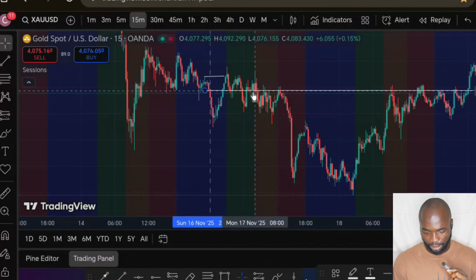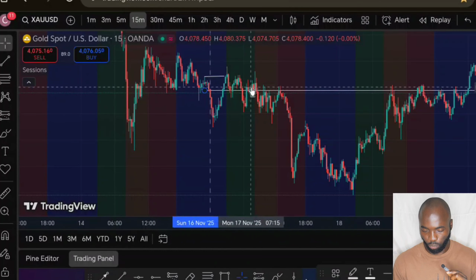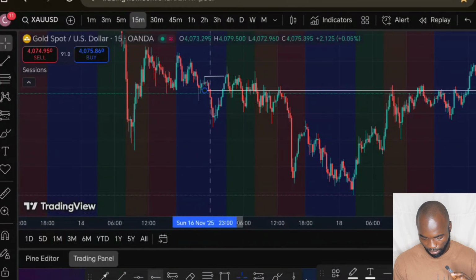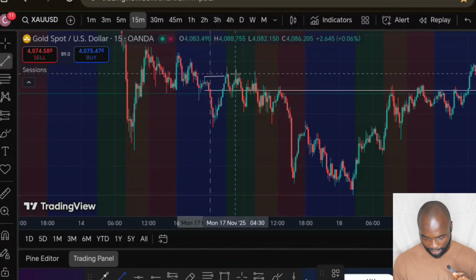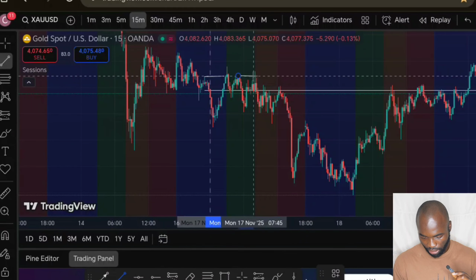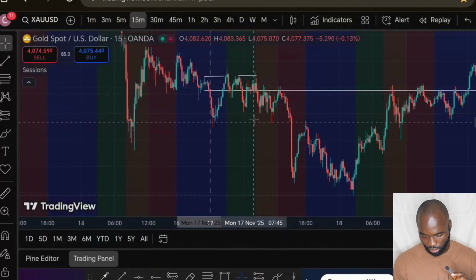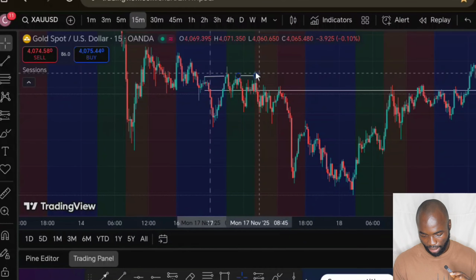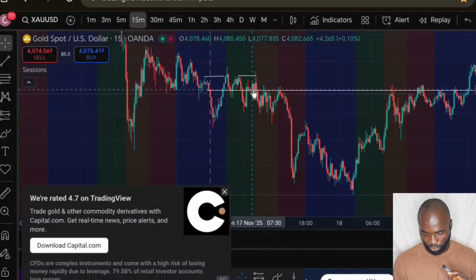Then what happened is the market just kept ranging, waiting for the New York session, because that's when there is a lot of volume, right? So during the New York session, what happened? The market went up and took out a significant high during the New York session. Look at it. It took out these highs here. And what happened? The market displaces down.